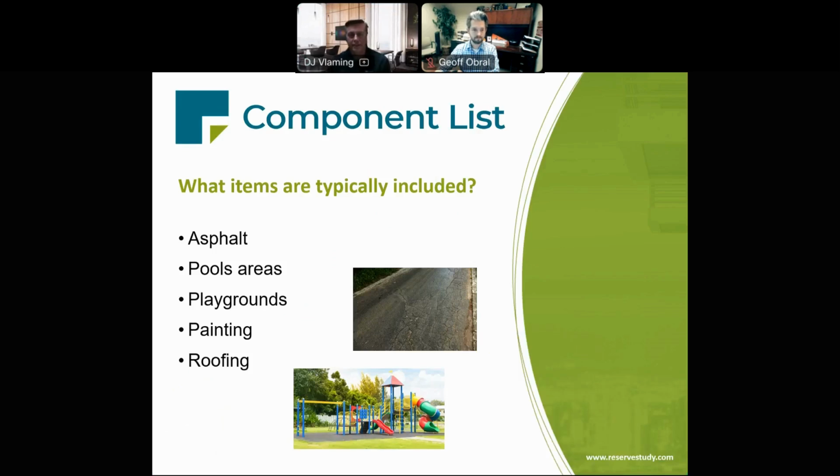Now, the items funded in the reserve study are going to vary depending on the type of community we're working with and its common area responsibilities. But here are some examples of typical items you'll find in a reserve study. We see a lot of asphalt, whether it's private streets or parking lots. You have pool areas and related items such as the decks, fences, furniture, and equipment. You have playground equipment and other recreational amenities like tennis courts, basketball courts, painting for your perimeter theme walls, fences, and common buildings, and then roofing on common buildings.